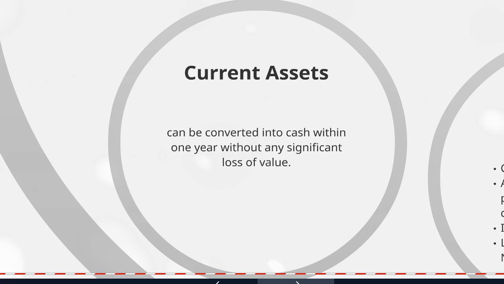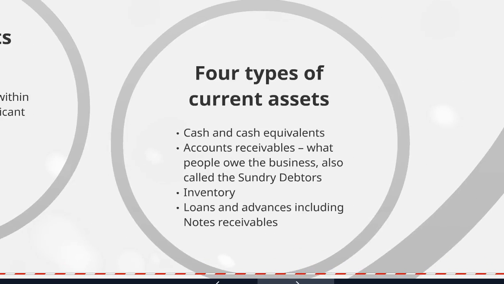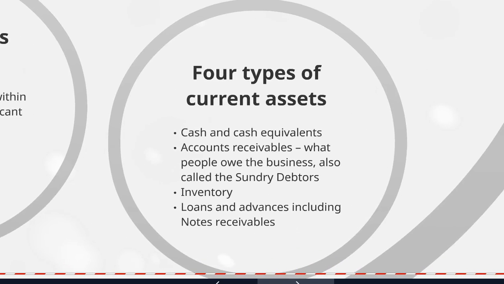So there are 4 major types of current assets. The first one is cash and cash equivalents. The second one is accounts receivable, i.e., what people owe the business, also called sundry debtors. The third one is called inventory. And the fourth one is called loans and advances, including notes receivables. So let's look at each of these in detail.